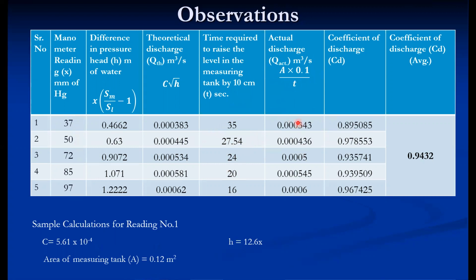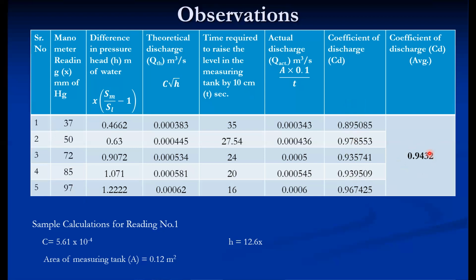So this is the actual discharge. Actual upon theoretical is the Cd value. These are the values of Cd for different flow rates. More or less, the Cd value varies between 0.9 and 0.96. The average of all these is taken, that is 0.94.